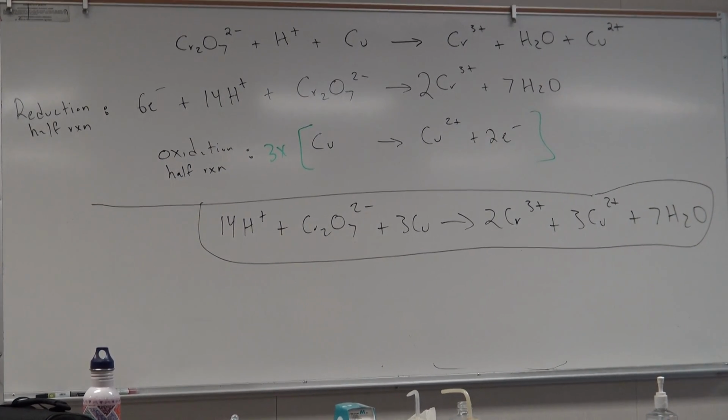For basic condition, you basically do the same exact thing up to here, except in order to get rid of hydrogen ions, you're going to add hydroxide ions to both sides. So you're going to add enough hydroxide ions to both sides in order to get rid of the hydrogen. So I'm going to say under basic condition.